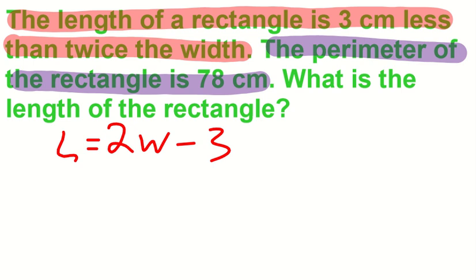All right, so now we got to get the second equation. Second of the equation says the perimeter of the rectangle is 78. Adding what? How many sides? 4. We're adding all 4 sides.